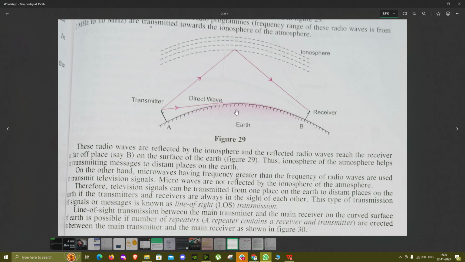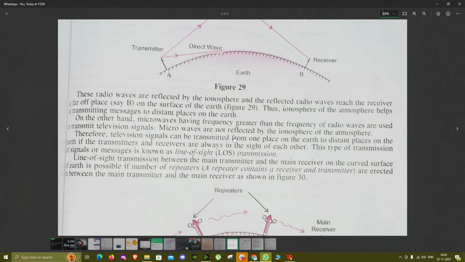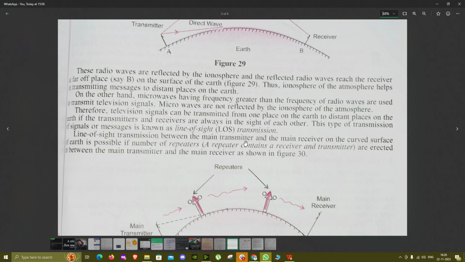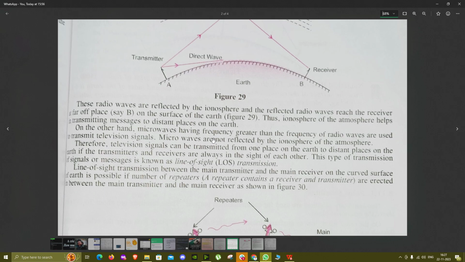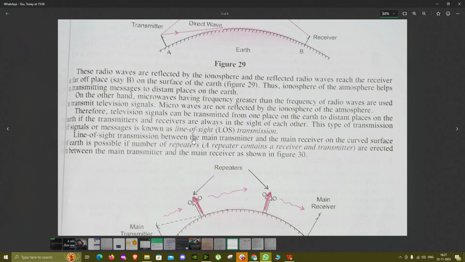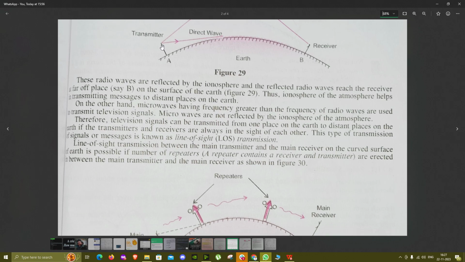So there is a catch here. The ionosphere can't help us, and it has to be a line of sight, and we know that the earth is curved, so line of sight communication can only work up to a point. If we have to send a signal from, let's say, Kashmir to Kanyakumari, we won't be able to do that. So line of sight transmission between the main transmitter, let's say a transmitter in Delhi, and the main receiver on the curved surface of the earth is possible if a number of repeaters are there. Remember that repeaters are like amplifiers.